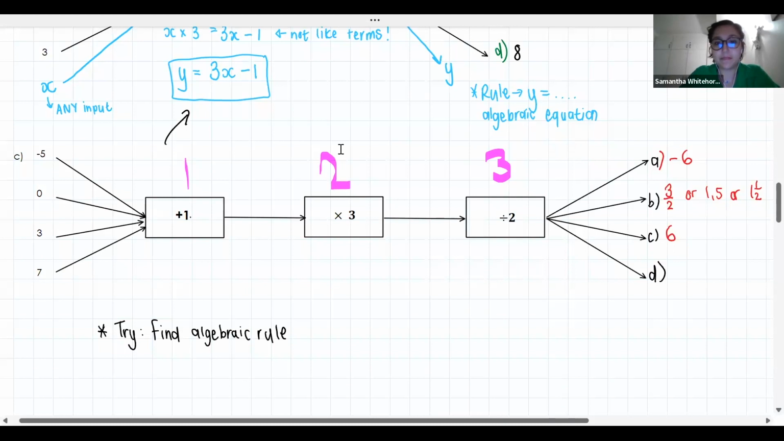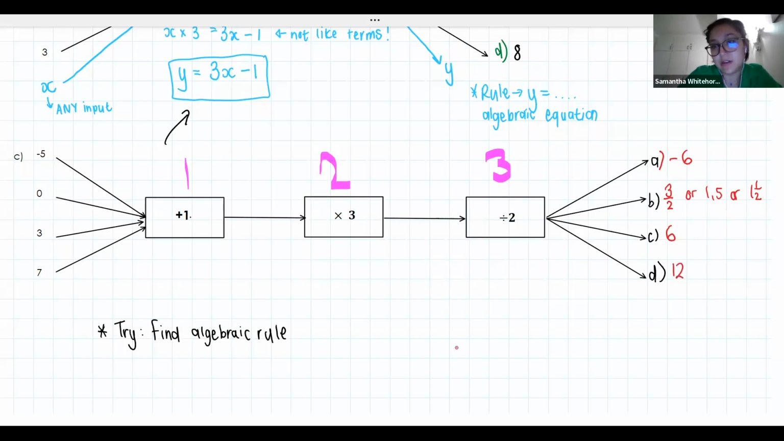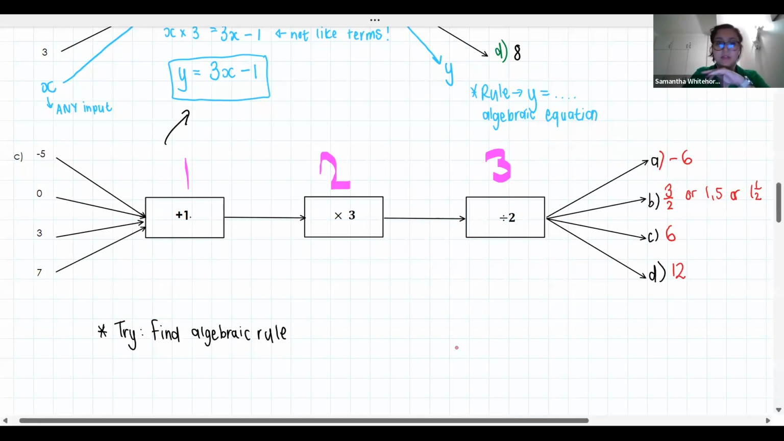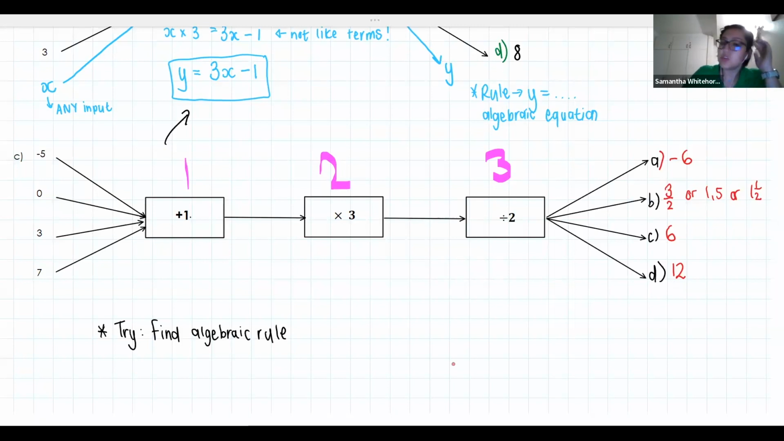Then 7 plus 1 is equal to 8, and 8 times 3 is equal to 24. So 24 divided by 2 is equal to 12. Perfect, well done. So guys, exactly: 7 plus 1 is 8, 8 times 3 is 24, 24 divided by 2 is 12. Very nice, well done.